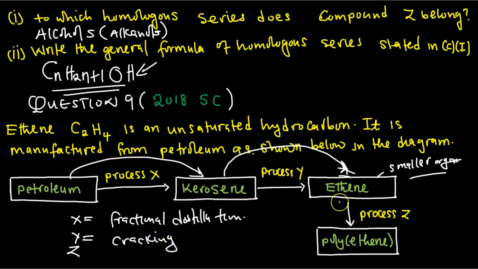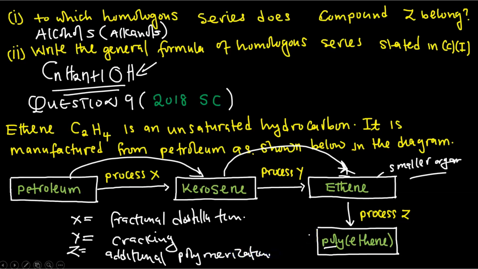Then from ethene, process Z to polyethylene. Here there's a term, poly, to guide us, so you know that that is polymerization. Now what kind of polymerization? That is called addition polymerization. Alkenes or ethene are converted to polyethylene by the process of addition polymerization. Okay, so that is the process Z.